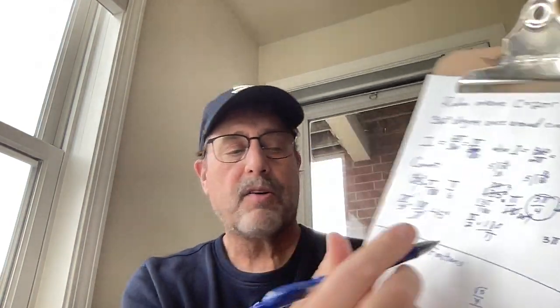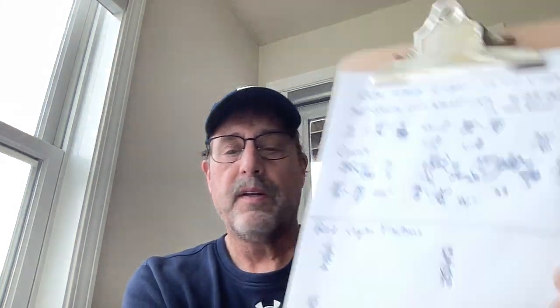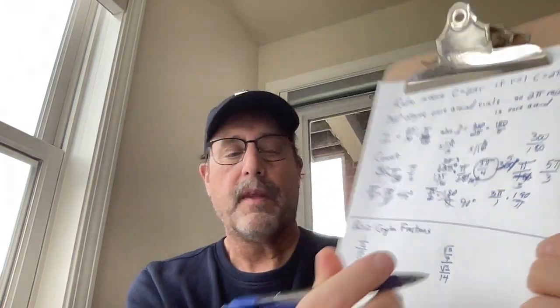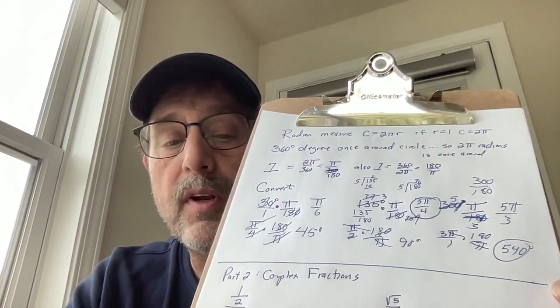Pi over 2, take it times 180 over pi. The pi's cross out. And now just reduce 2, and that just goes 90 times. And 3 pi over 1, take it times 180 over pi. The pi's cross out, and it's just 3 times 180, and it's 540 degrees. You can watch this again on slow, it'll work.